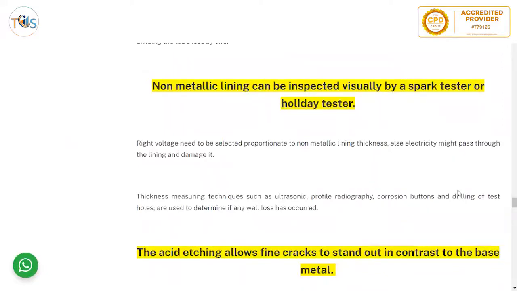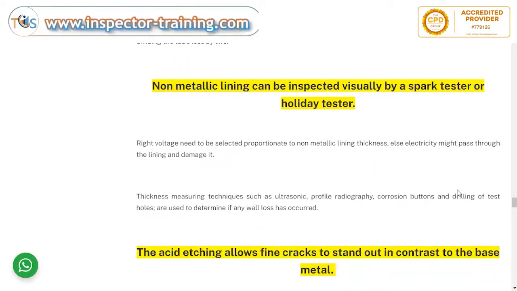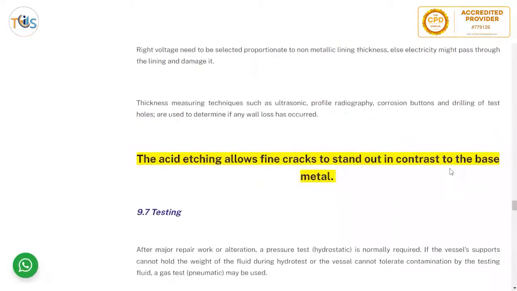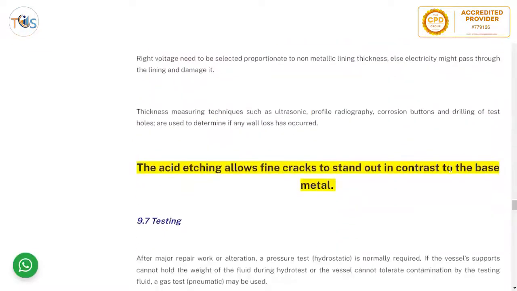Non-metallic lining can be inspected visually, or by a spark tester or a Halliday tester. Practically, the Halliday tester creates a circuit between the base metal and the Halliday tester's tip. If there is a hole in the coating, the current will pass through and you see a spark. That's why they call it a spark tester or Halliday tester. Actually, Halliday here means hole.